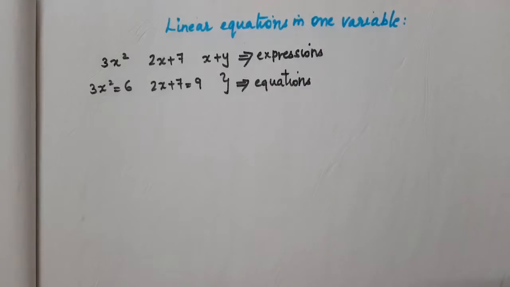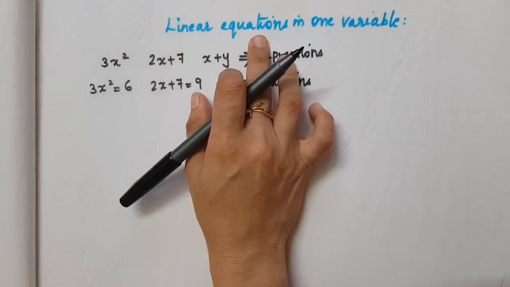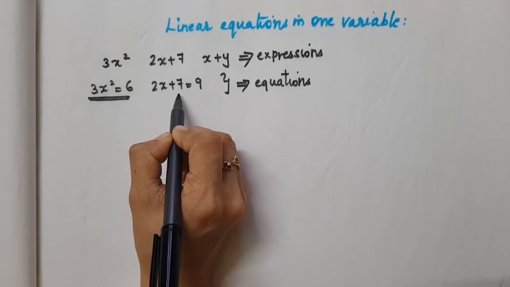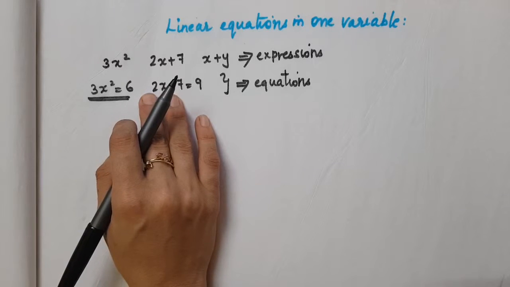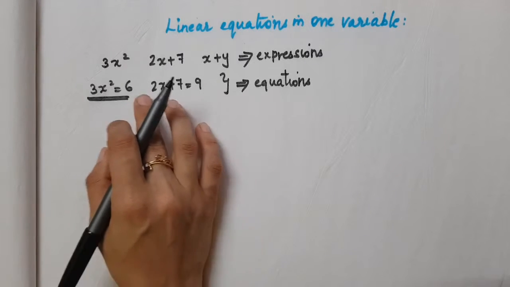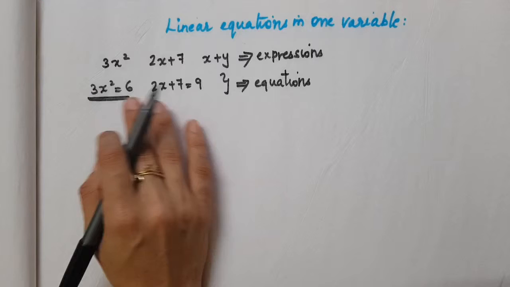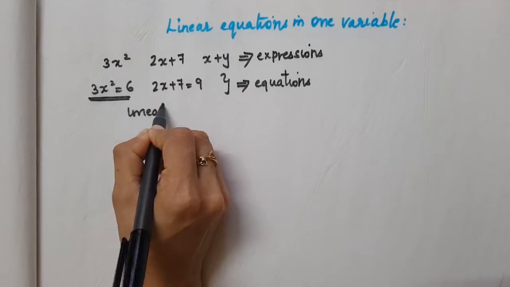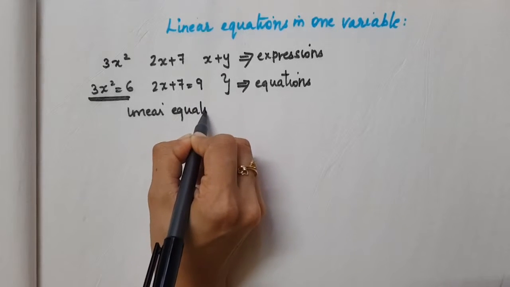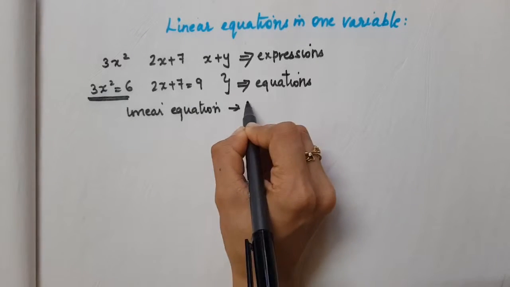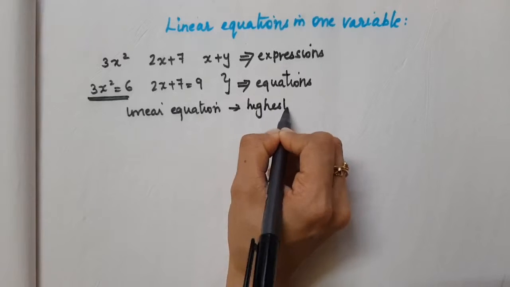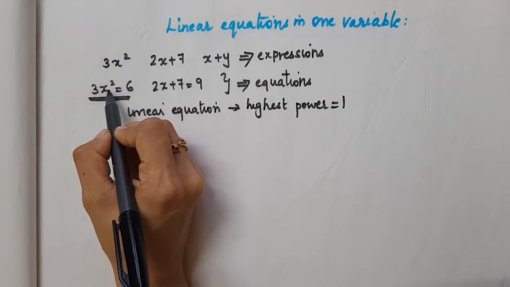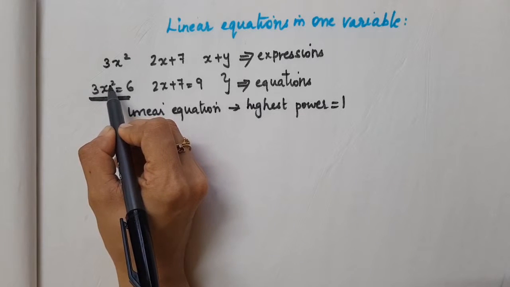Okay. Now coming to linear equations. This is not a linear equation. This is a linear equation. So what is the difference between them? The highest power in the equation should be 1. So in a linear equation, the highest power is equal to 1. So here the highest power is 2, you can see x square.